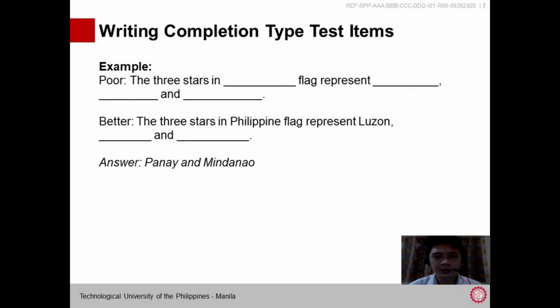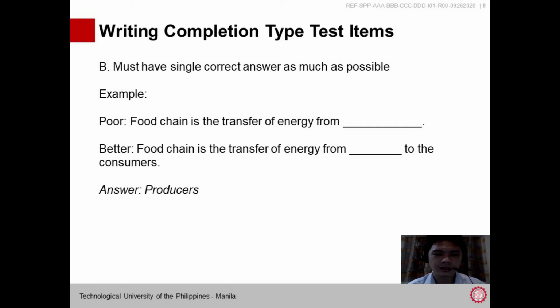Then ibigay din isa pang option, nilagay yung Luzon, then dalawa na lang ang pinapahulaan. So since 3 stars lang naman yun, ibig sabihin dalawa na lang nga yung pwedeng sagot at ito ay Panay and Mindanao. Second suggestion, the completion type test items must have single correct answer as much as possible.